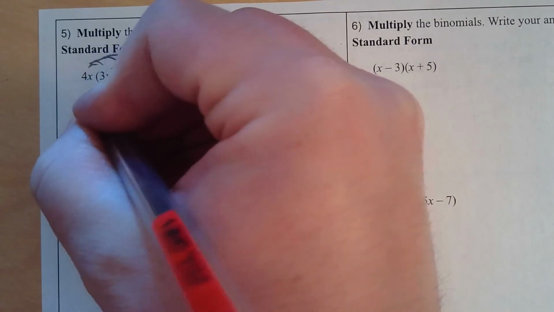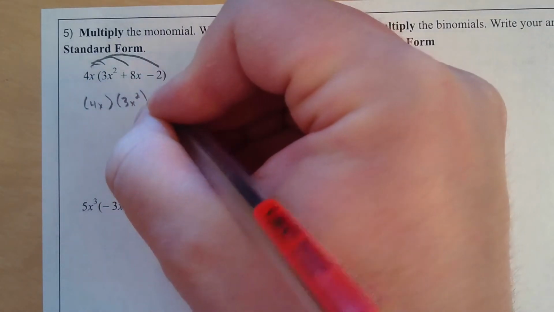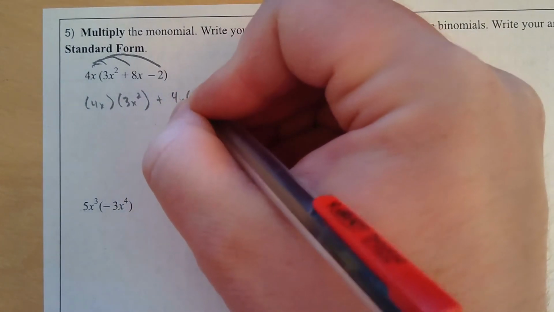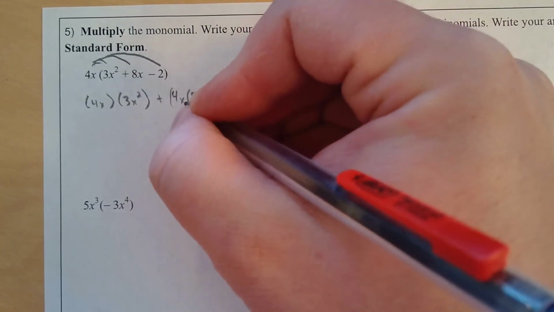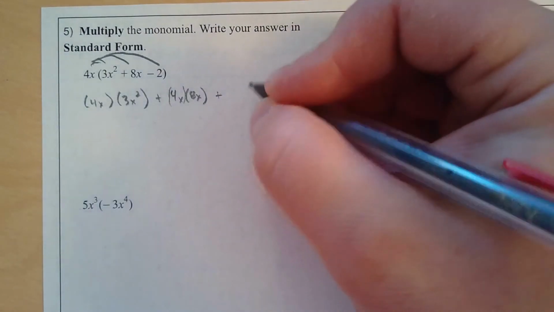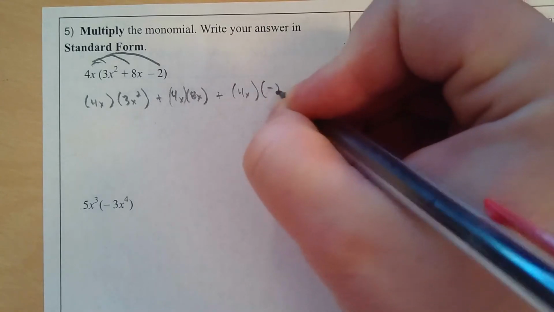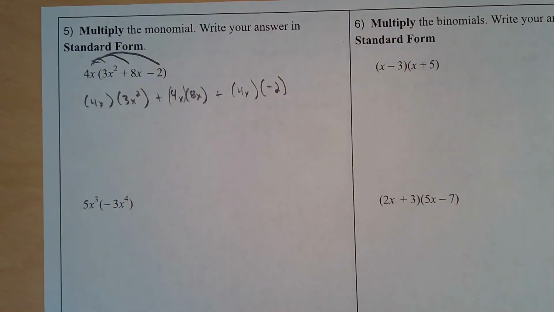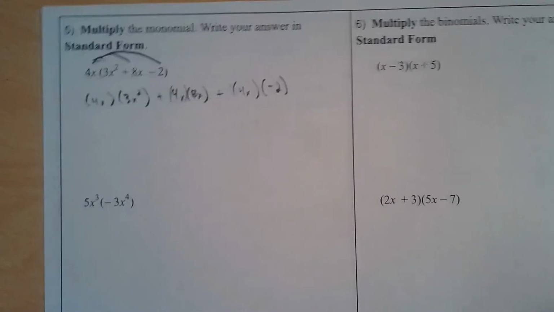So we'll have 4x times 3x squared plus 4x times 8x plus 4x times -2. And so now we're just going to multiply all these monomials together.